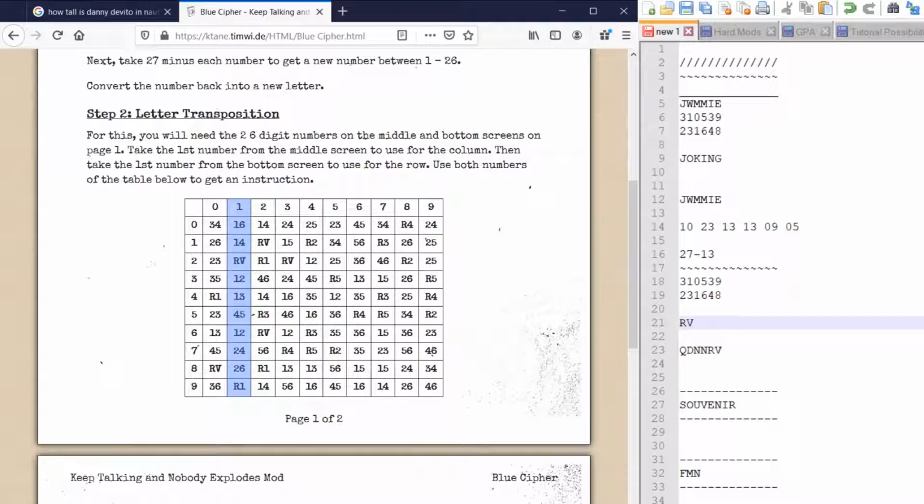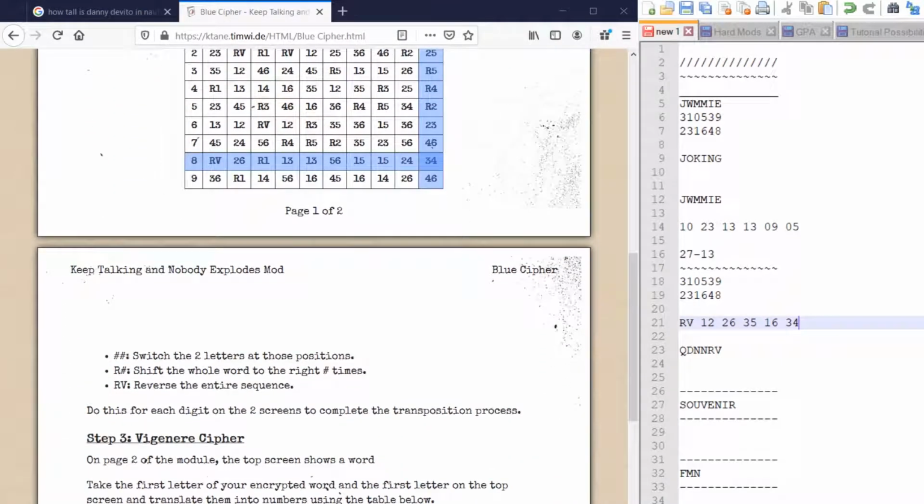So column 1, row 3 gives us 1, 2. 2nd column, 1st row, it will give us 26. Why did I say 1? 5th column, 6th row will give us 35. 3rd column, 4th row gives us 16. And 9th column, 8th row gives us 34. Now, what do these mean?